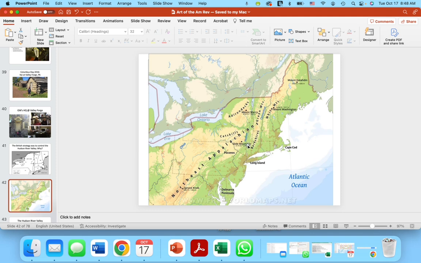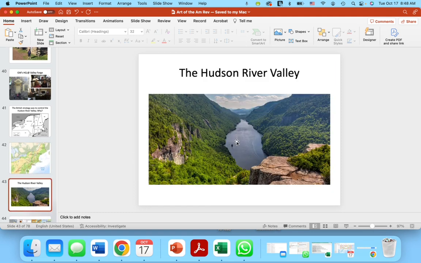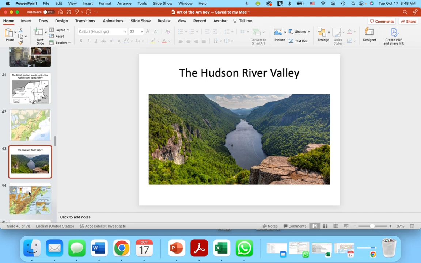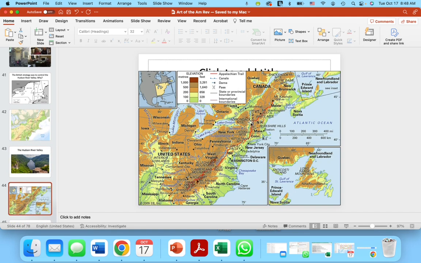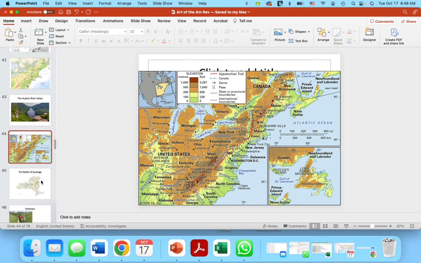So it makes physical sense, it makes military sense that they're trying to cut off New England. This is what it looks like. Okay, so really hard to march your troops east and west across these steep mountains. So the British are trying to control this waterway. That was their military strategy. Here it is one more time: control this river valley, cut off rebellious New England, and win this war.